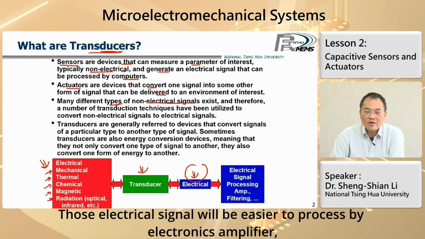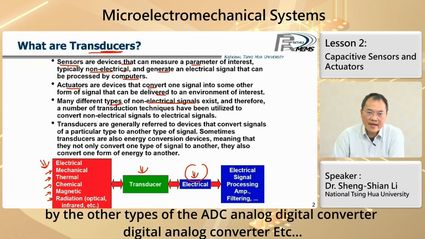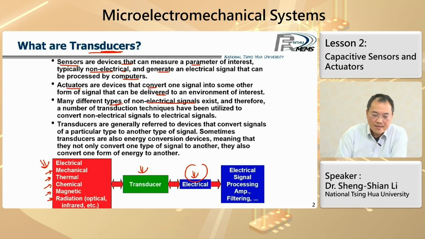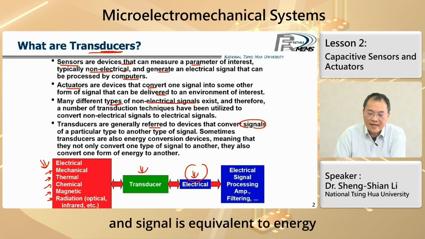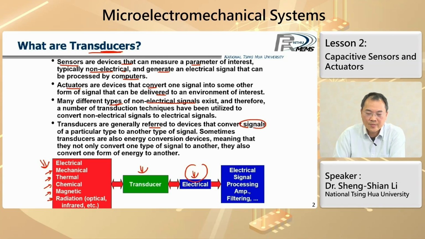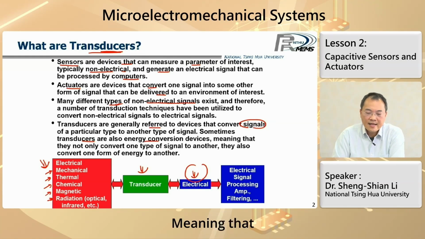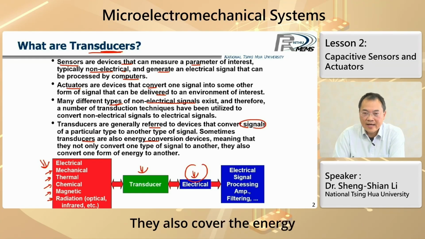Those electrical signals will be easier to process by electronic amplifiers, right? By filters, by other types of ADC, analog-to-digital converters, digital-to-analog converters, etc. So basically, they can be processed by our computer. So transducers generally refer to devices that convert one signal into another form of signal, and signal is equivalent to energy. So you can treat a transducer also as an energy conversion device, meaning that they not only convert one type of signal into another, they also convert the energy into another form.